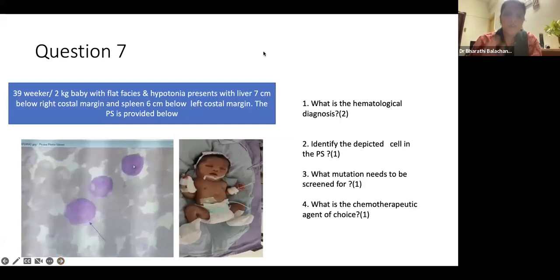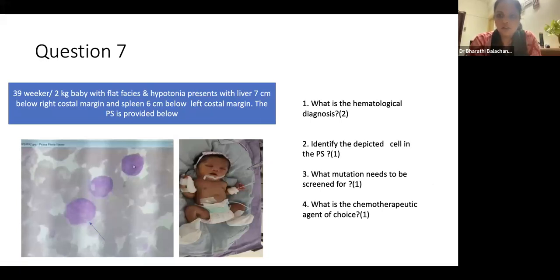Okay. So this is a 39-weeker baby with flat facies and hypotonia with liver 7 centimeter below the right costal margin and spleen. So the baby is having hepatosplenomegaly. So you can see that there is a peripheral smear provided below. So with this baby and this peripheral smear and the clinical picture, what is your hematological diagnosis?